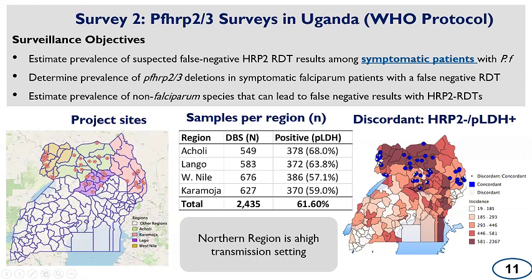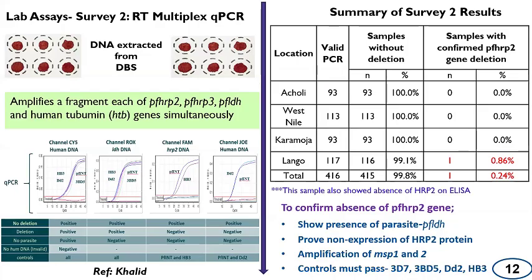What I show here on the map on the extreme left is the sites where we collected these isolates, thousands and thousands of them in the 4 regions of Karamoja, Sinai, Lango, and Acholi. And these are the number of samples we collected from those regions. What I show here are the discordant results, discordant between non-HRP2 RDT and HRP2 RDT. In the second survey, we did not use blood smear microscopy, but we used 2 RDTs, a non-HRP2 RDT and an HRP2 RDT. So that is the summary of our results from survey 2.